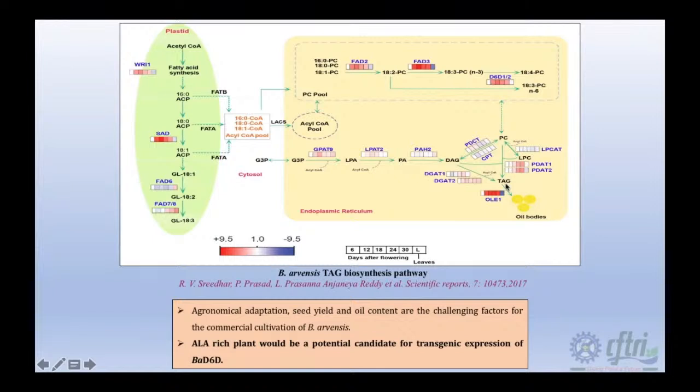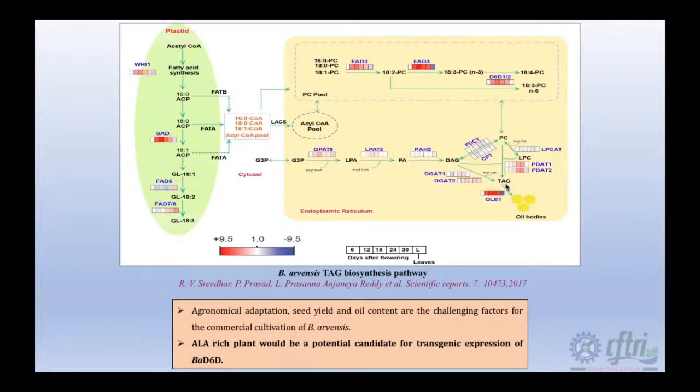Even though Buglossoides arvensis can grow here, it is very difficult to cultivate, because over a period of time the seed yield is less, the oil content is becoming less, and the germination rate is coming down. So we need a sustainable plant which is agronomically adapted to express our BAD6D gene and obtain SDA.